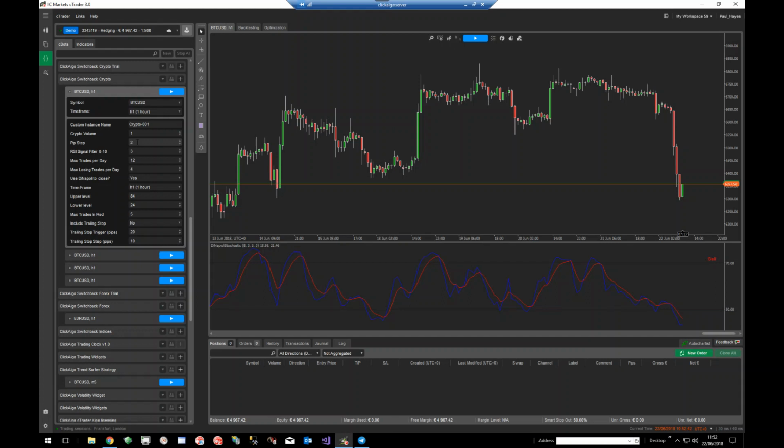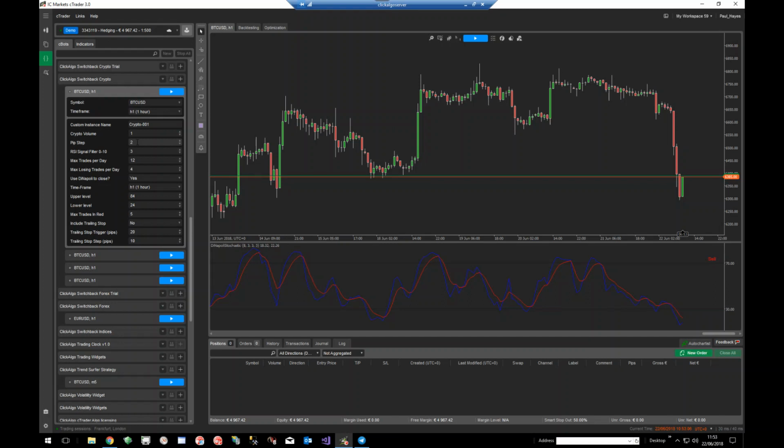So I'm only going to tell you briefly now. Pip step means that this robot operates every time there's a pip step. So every time the price reverses 2 pips, it opens a new position. This robot uses multi-time frame indicators. You really need to look at the Switchback Forex product page to find out exactly how it all works.